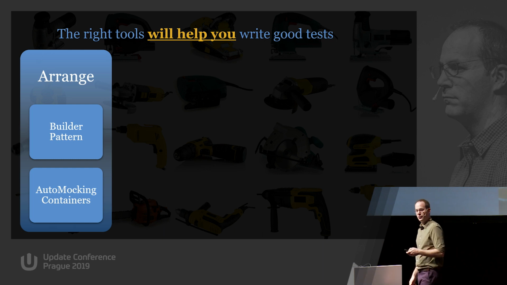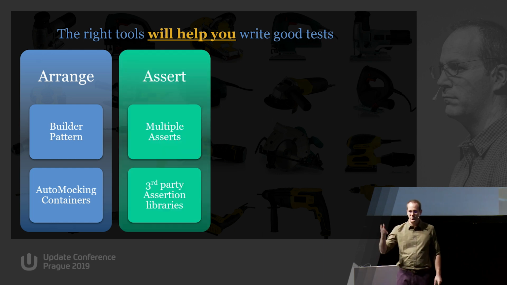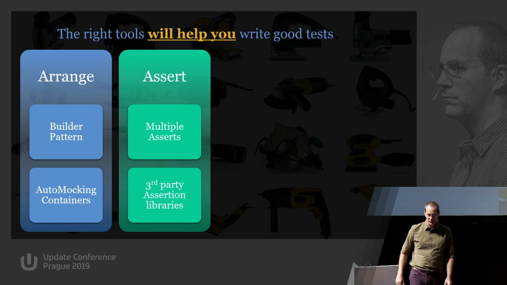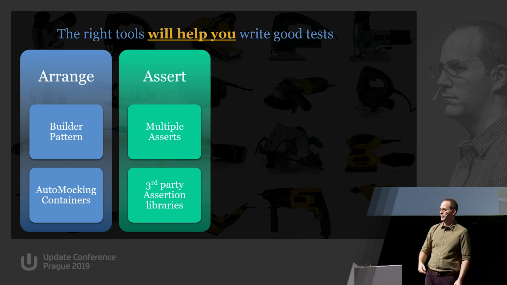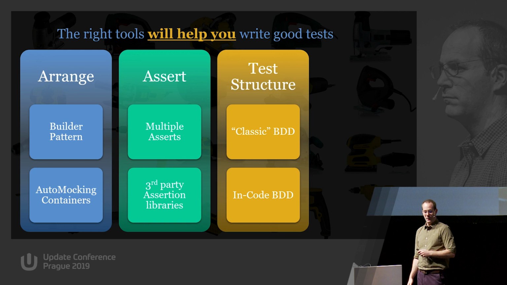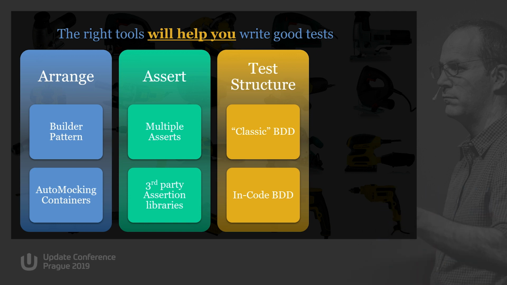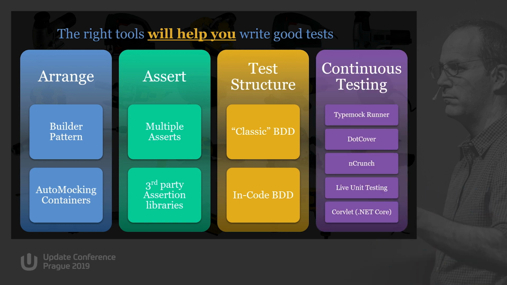And there's the AutoMocking container. In assert, multiple asserts, now you know how to do that. And third-party assertion libraries: Shouldly, Dror Helper's library, and Fluent Assertions, BDD, and finally, a continuous runner. If you use .NET Core, there's something called Coverlet, which you want to check. That will do that for you in the background.